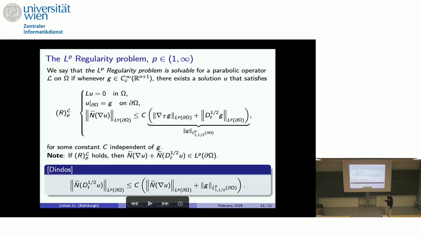So you mean you want to use the equation to... I think we definitely use it somewhere in this proof. Because of this, we know that if the LP regularity problem is solvable, then we actually have the LP control on both the gradient of U and the half derivative. Okay, so that's the definition of the problem.